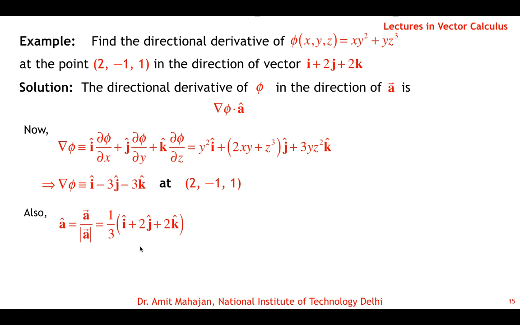Okay, so 3, and so the directional derivative will be just the dot product of these two. If we dot product these two, by dot product I mean i dot i plus j dot j plus k dot k, and i dot i is 1. So this is 1 minus 6 minus 6, which gives minus 11 by 3.